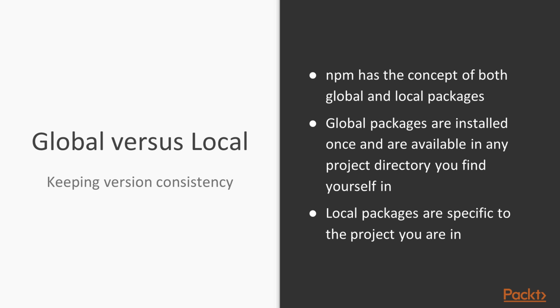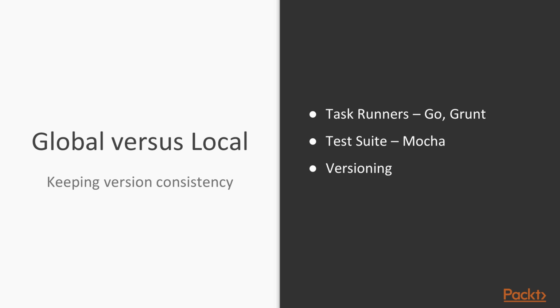Early in the development of NPM, it was quite common to install some packages as global. Usually these would be things such as task runners, like Gulp or Grunt, or test suites, like Mocha, linters like ESLint, and more. The view of the community has gradually shifted to mostly shy away from global packages. The reason for this mostly revolves around versioning.